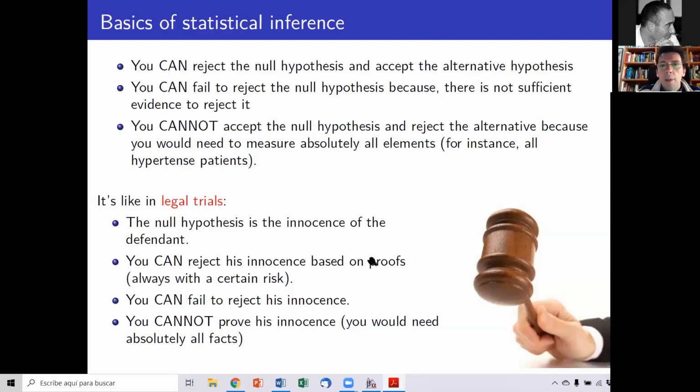For instance, if I'm measuring the reduction of the tension in hypertense patients, I would need to go to absolutely all hypertense patients in the world to show that the drug is effective. And I cannot do that. So I can never accept the null hypothesis because I can never go to all the samples. I can reject the null hypothesis. I can fail to reject it, but I cannot accept it.